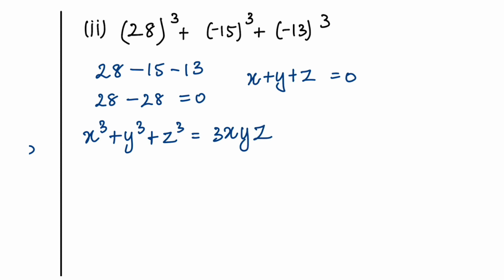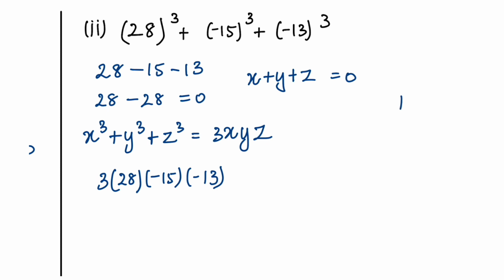Okay. Now obviously x plus y plus z is equal to 0. So you are going to just find out 3xyz. So 3 into 28 into minus 15 into minus 13. Okay, these are quite large numbers. You just have to multiply them.